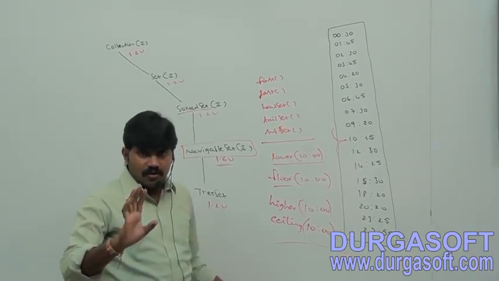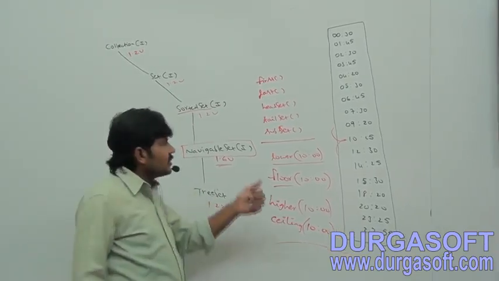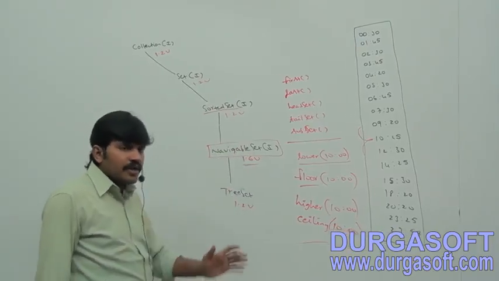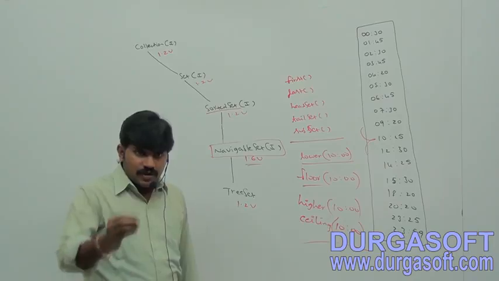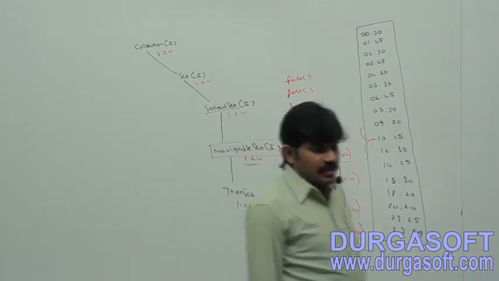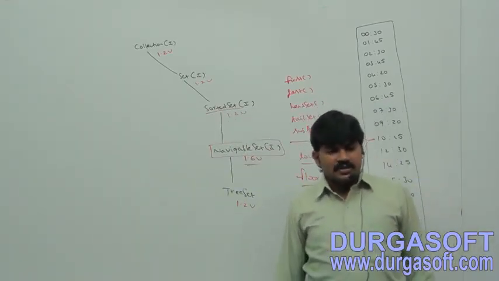Clear indication, right? Of course, what is the need or necessity of navigable set? To define several methods for navigation purposes. Is it clear for all of you? Right? Okay, at this point, navigable set.